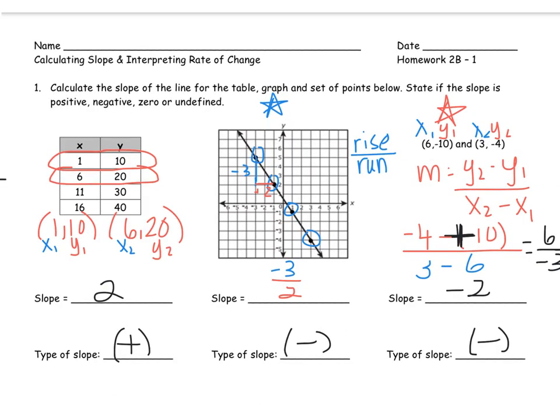So just as a little recap, if you're given the graph, just use the rise over run. It's easier. But if you're given a table of values, if you're given 2 points, you're going to calculate it using the slope formula.